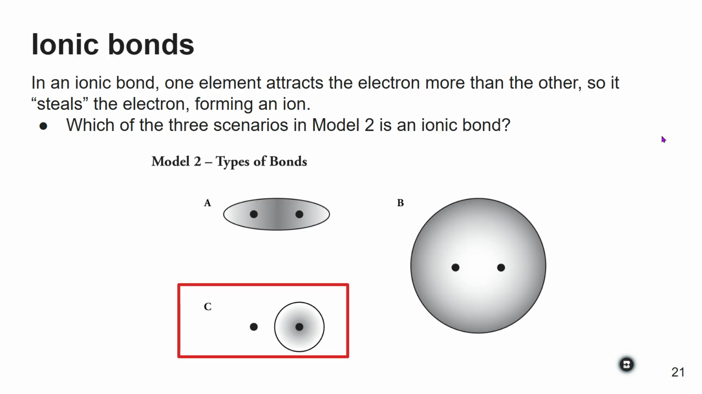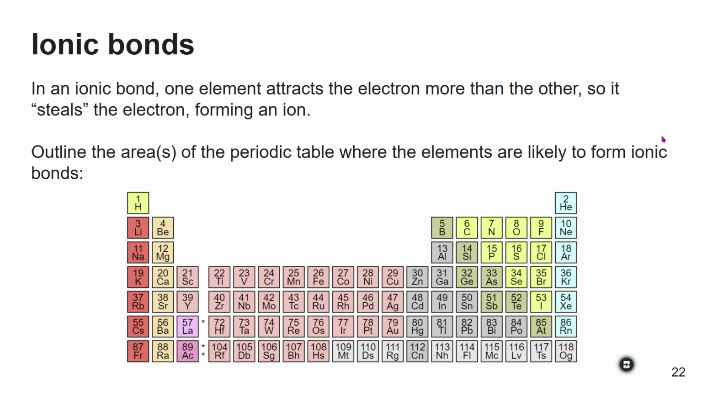And I'm sure you deduced that it had to be the last model, but make sure you understand why: one atom is left without the electron, whereas the atom to the right stole the electron, and that's why we see that orbital around it. In ionic bonds, again, one element attracts the electron more than the other, so it's stealing that electron to form an ion. Given what we've learned so far, now try to decide what areas of the periodic table would involve elements forming ionic bonds. Pause the video as you discuss.